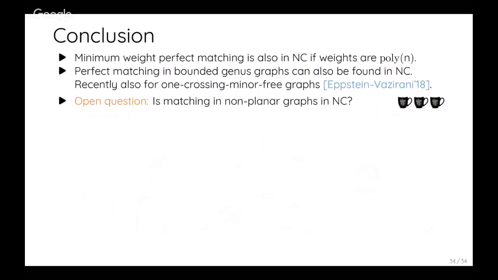And here are a bunch of open questions. So the main open question is: is planarity needed? Whether or not the matching problem in non-planar graphs can be solved in NC. Here the decision problem is not solved either, right? So that's the main question.